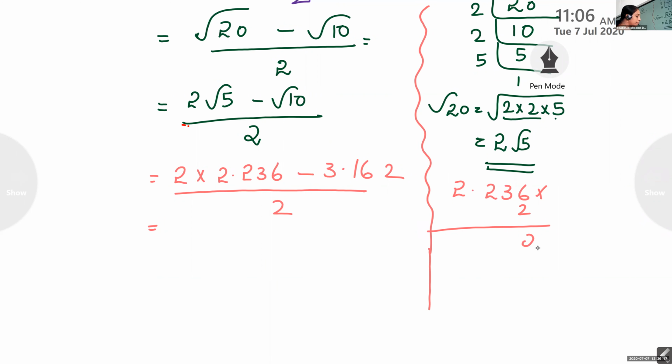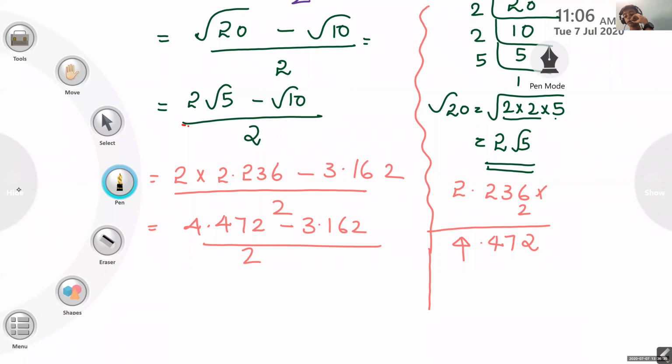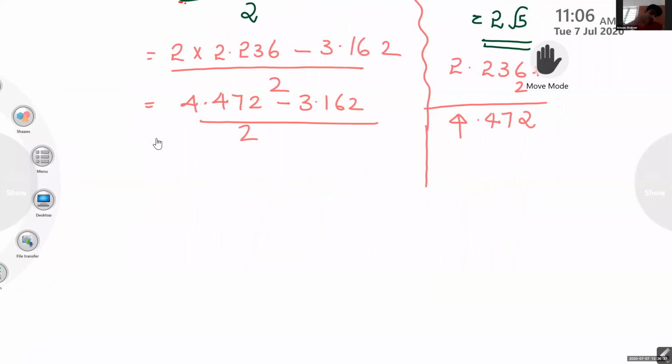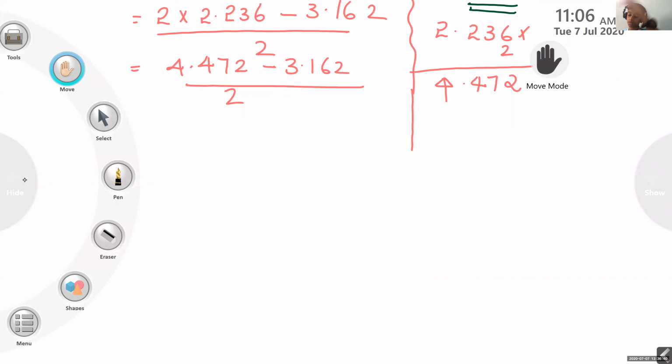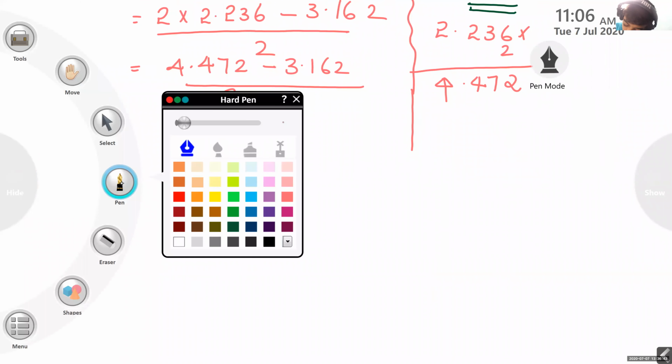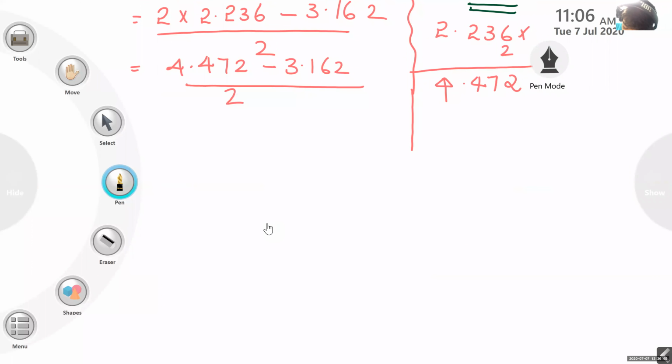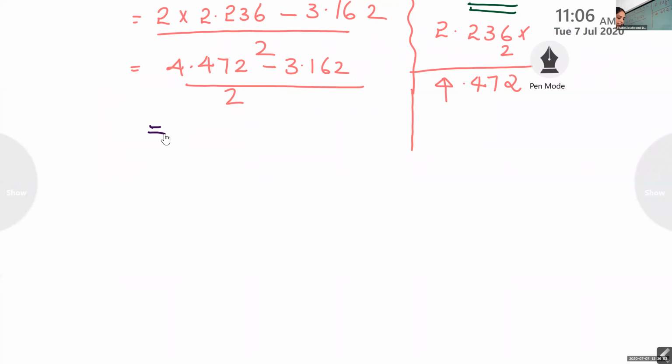Will you tell the answer? Is it 4.472? Okay, 4.472 minus 3.162 by 2. And when you subtract, will you tell the answer? 1.310. Okay. Our answer is, what is the answer you got?